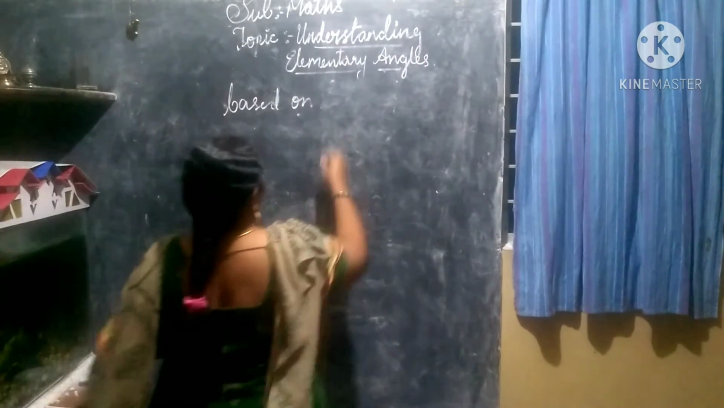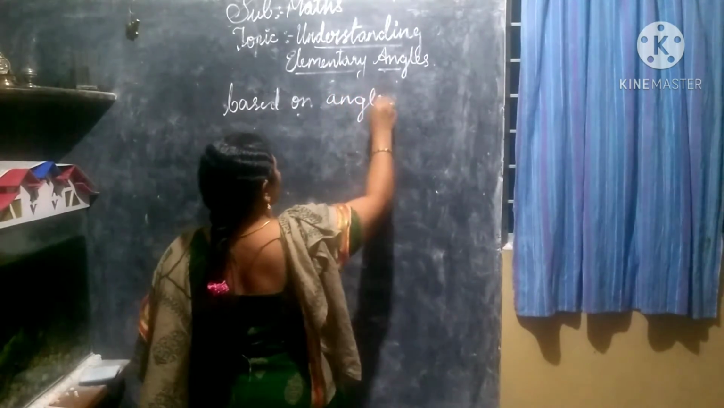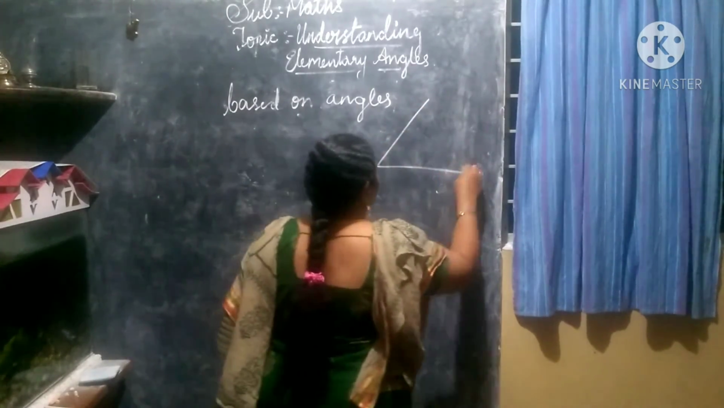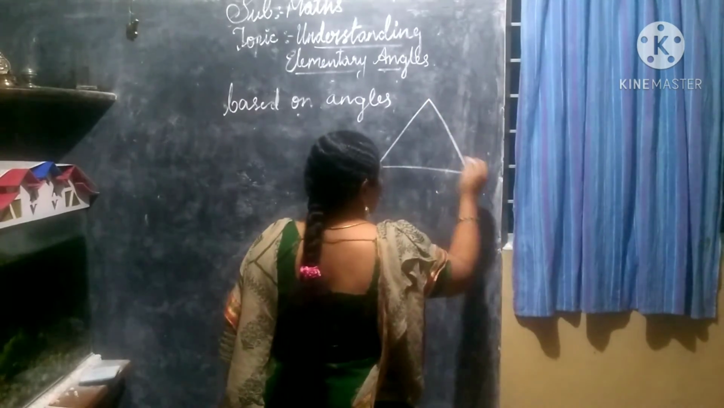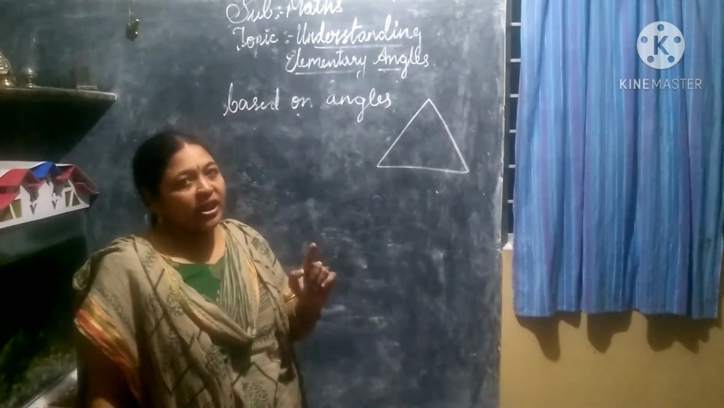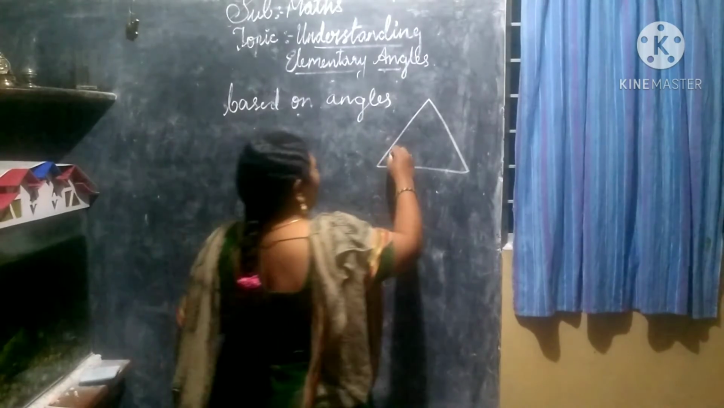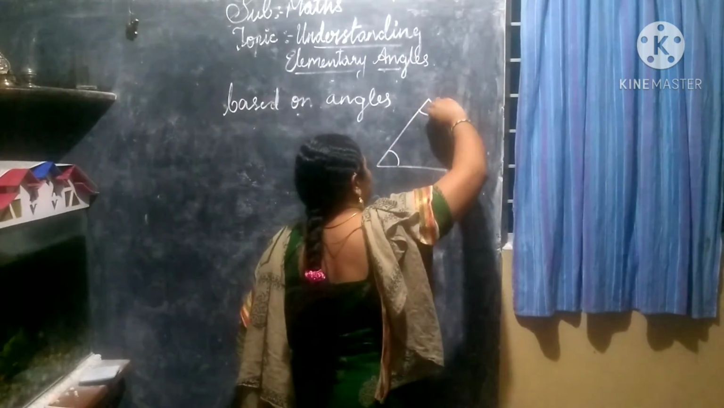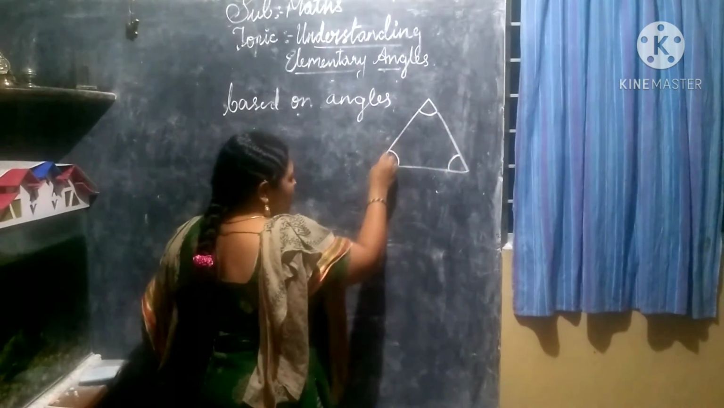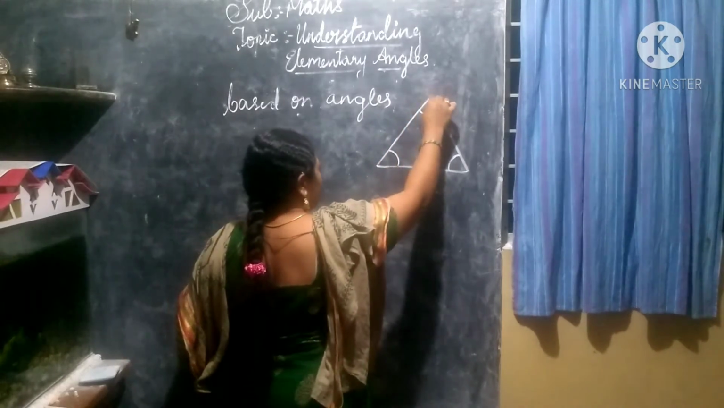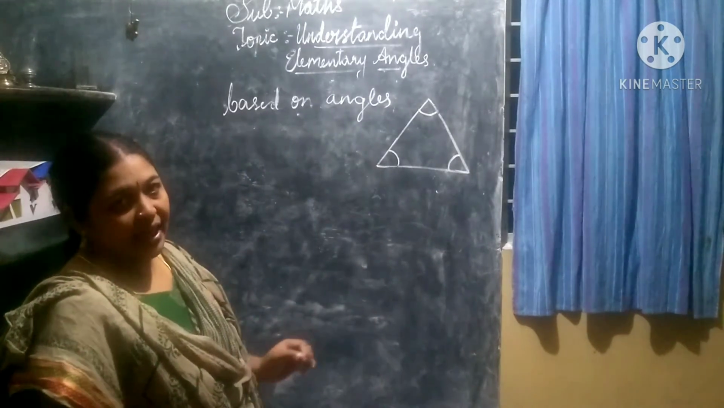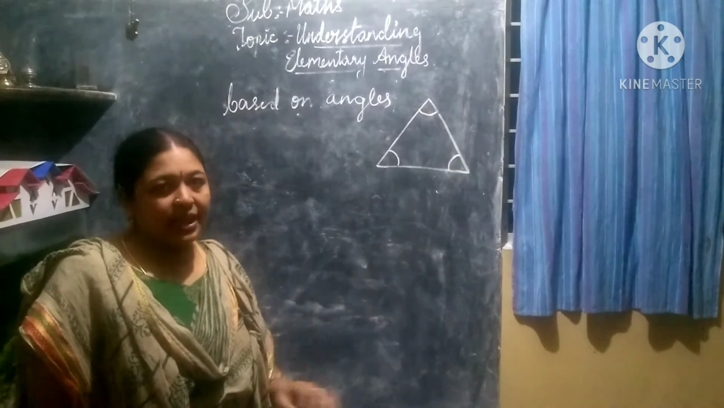Next one is based on angles. So what could be actually based on angles? As we know, a triangle has 3 sides and 3 vertices. And we know when 2 lines meet at a single vertex, an angle is formed. So in a triangle we can have 3 angles formed, because we have 2 lines meeting at one vertex here, 2 lines meeting at one vertex here, and 2 lines meeting at one vertex here. So we have 3 different vertices, and based on that we can have 3 different angles in a triangle.